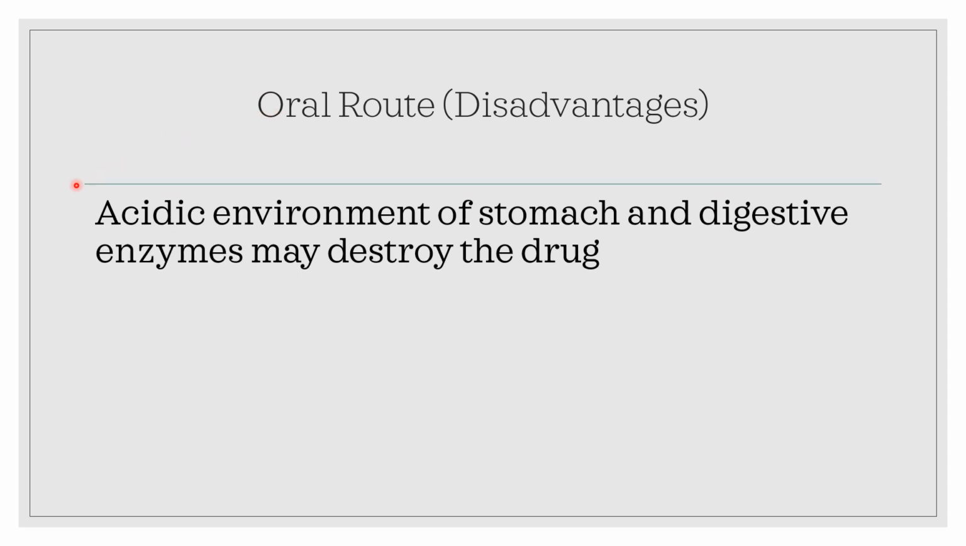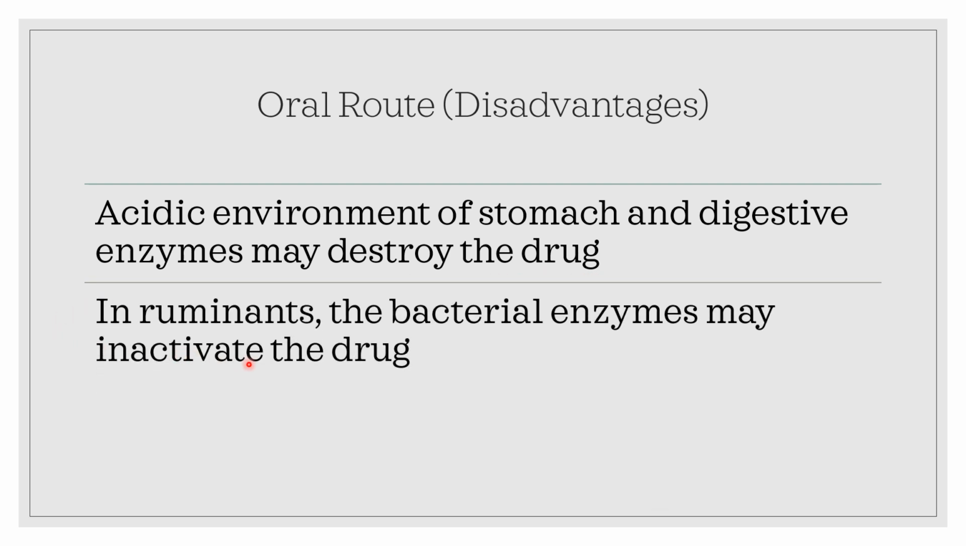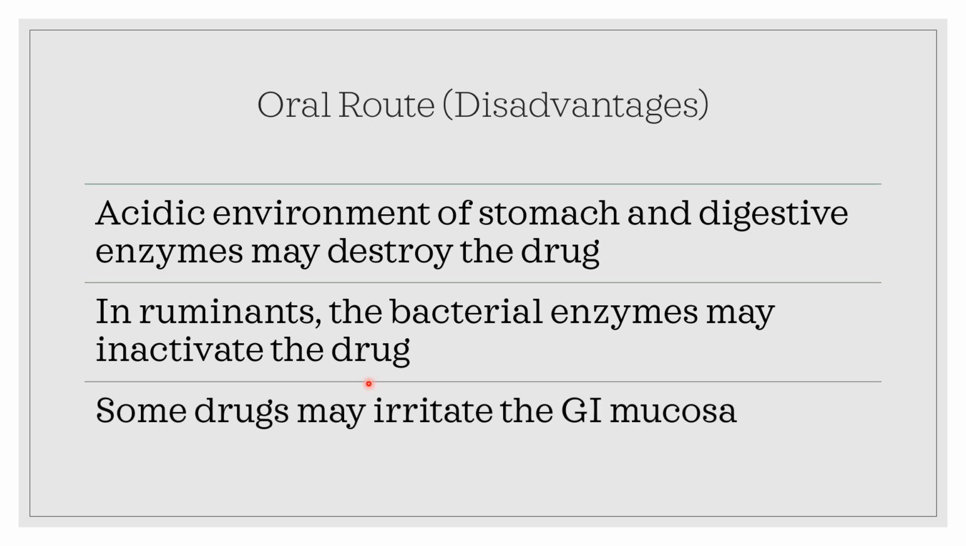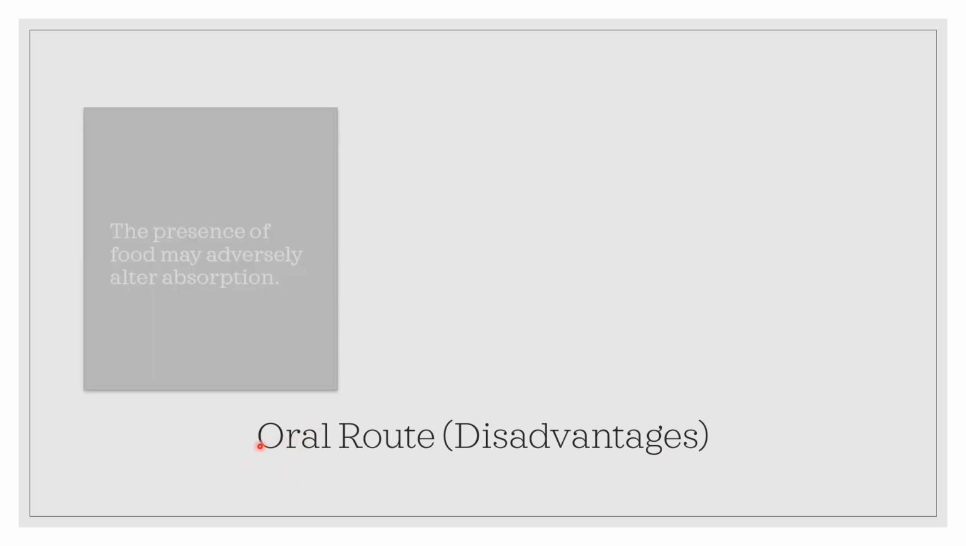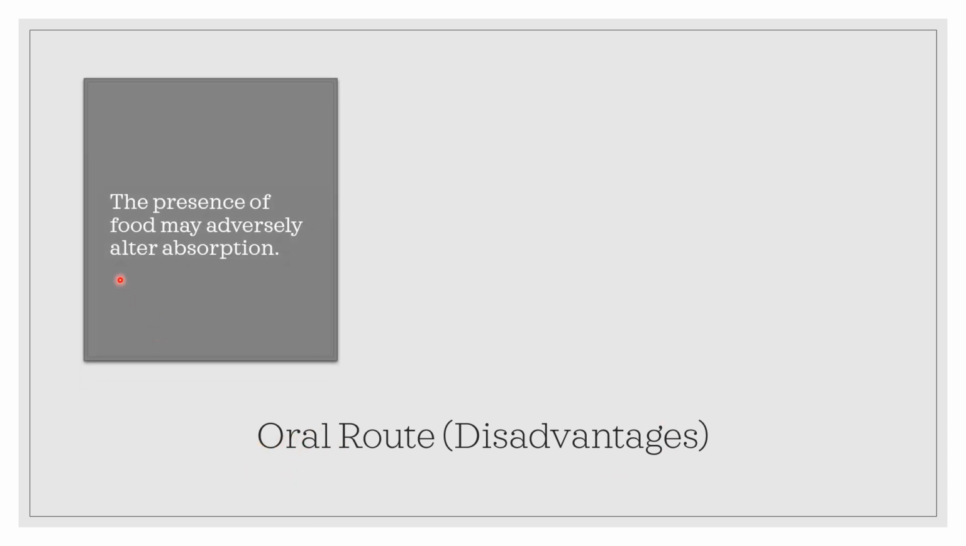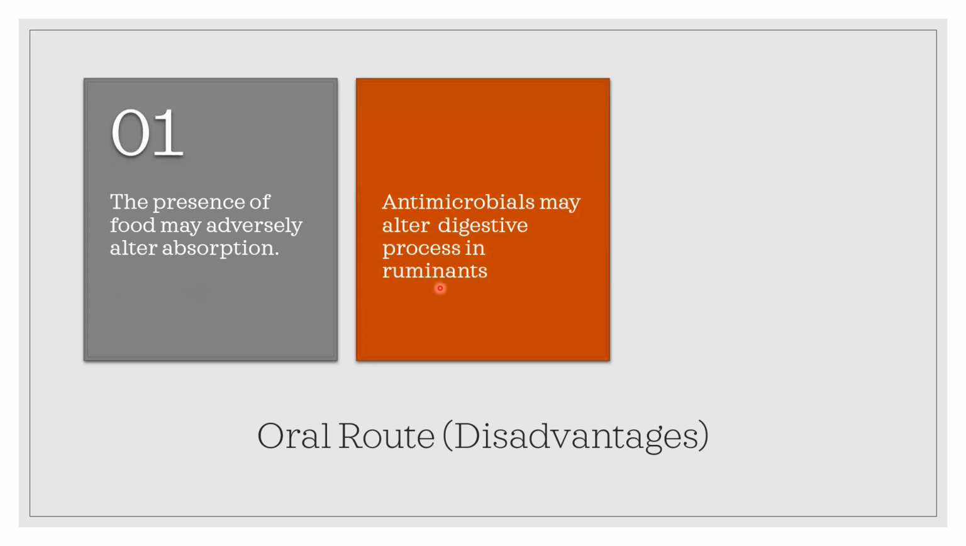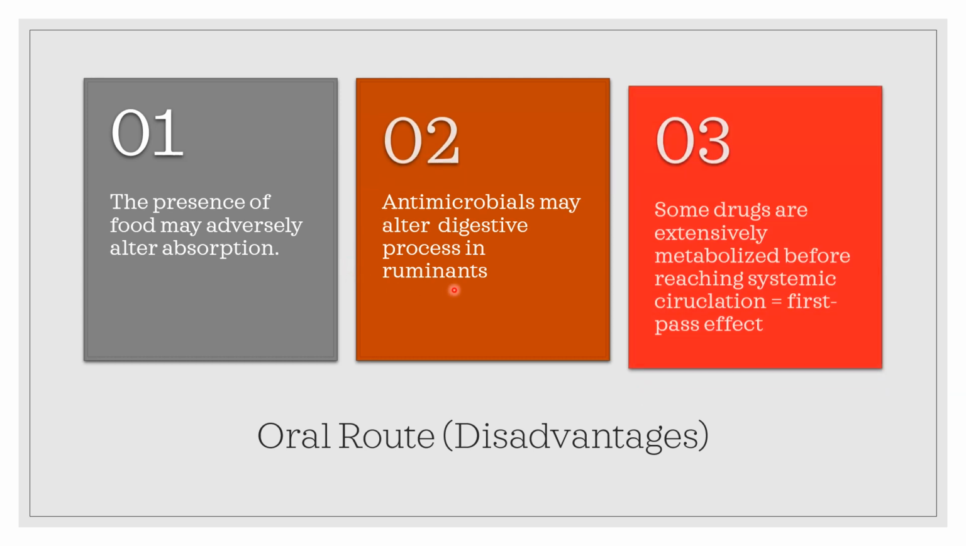For the disadvantages of orally administered drugs, first, the acidic environment of the stomach and the digestive enzymes may destroy the drug. And for ruminants, the presence of bacterial enzymes may inactivate the drug. Also, some drugs may irritate the GI mucosa. For some other disadvantages, the presence of food may adversely alter the drug absorption. Antimicrobials may also alter the digestive process in the ruminants.